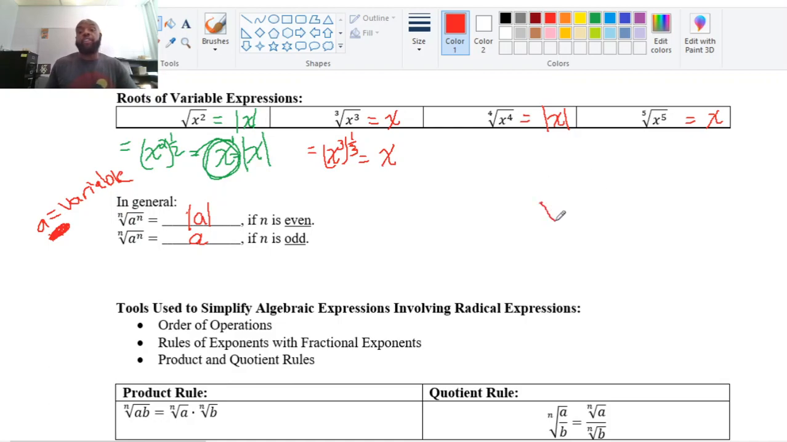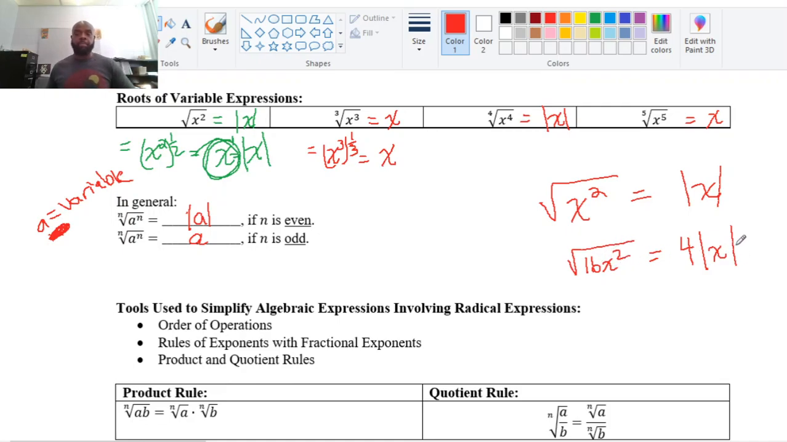So if I ask you to find out what the square root of x squared equals, that's absolute value of x. Or if I ask you to take the square root of 16x squared, that's 4 times the absolute value of x. The square root of 16 is 4. The square root of x squared is the absolute value of x. All right, that's how we simplify that.